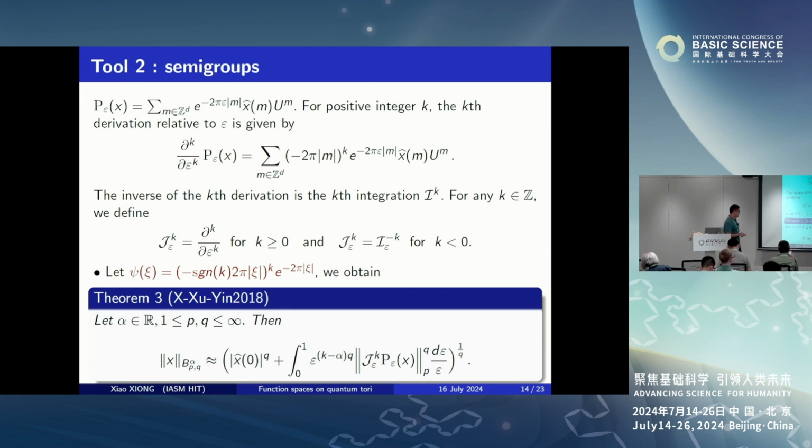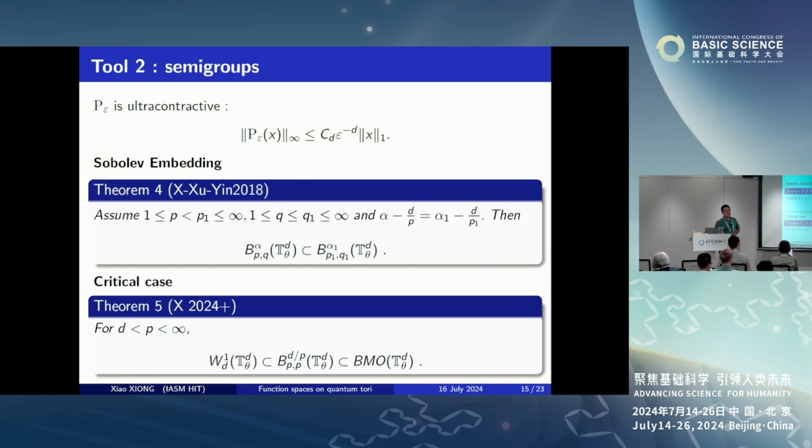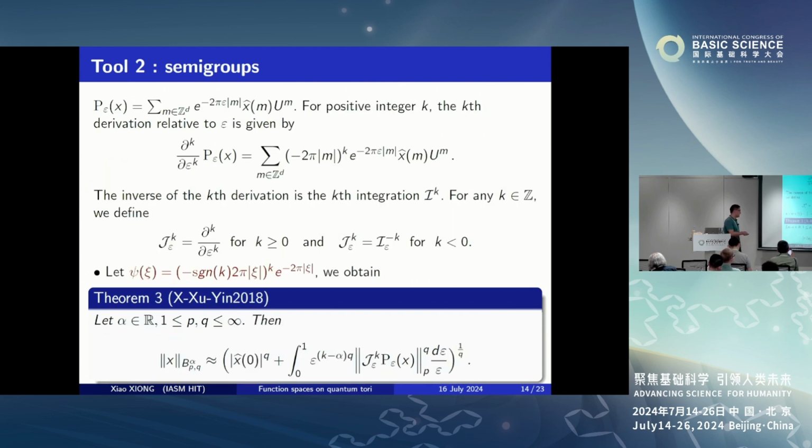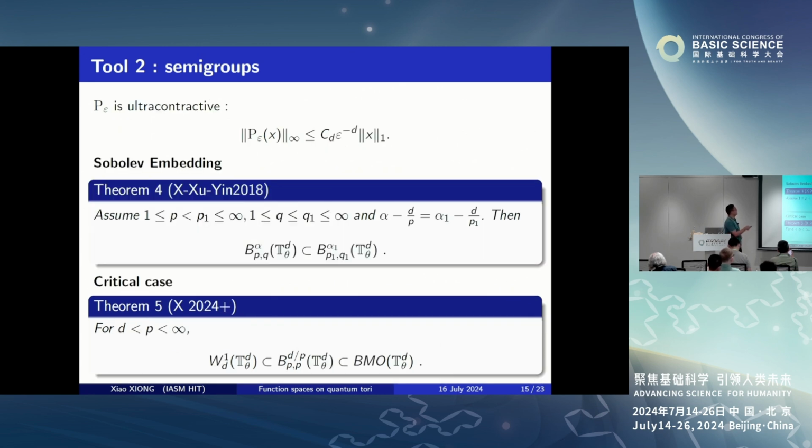So with this characterization, we can use some properties of this semigroup to do some other analysis. For example, a very important one is the Sobolev inequality. Well, this is our Sobolev embedding. Firstly, we have this embedding for Besov spaces, because now we have this equivalence. Then we are able to use the ultra contractivity of this semigroup to get the Sobolev embedding.